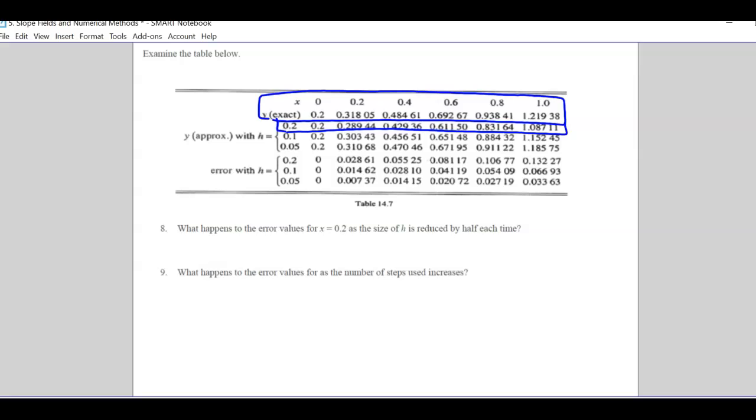Okay, so what happens to the error values for 0.2 as the size of h is reduced by half each time? So we're looking at the error values. So going from here, you can see that is about half as much as we estimated. Okay. I'll call it original errors.